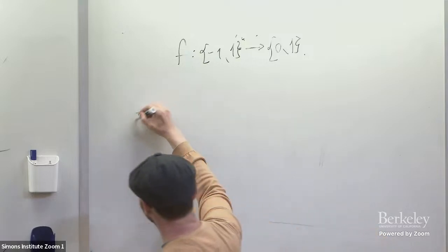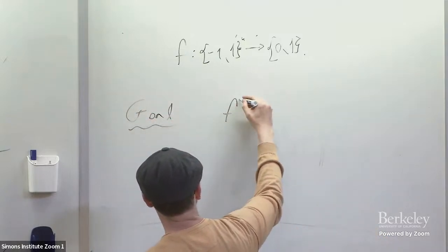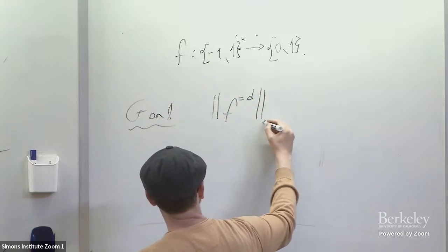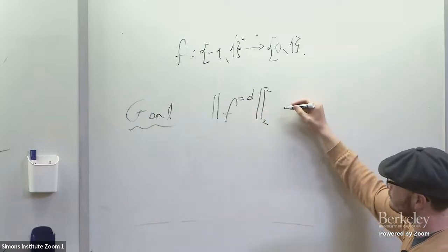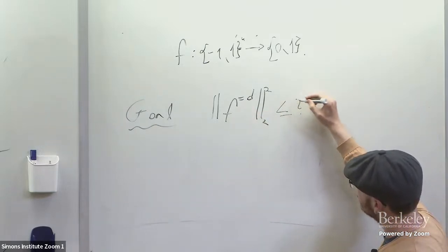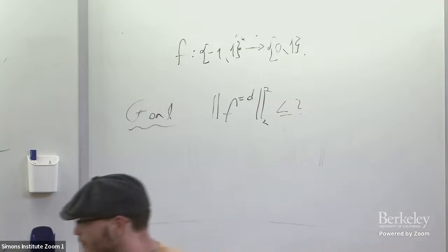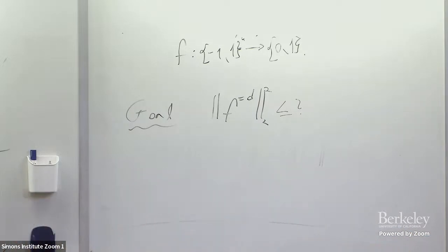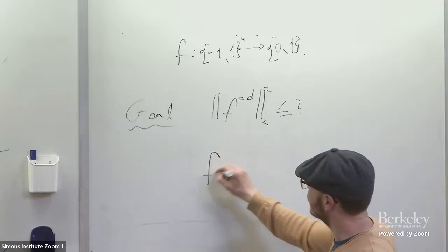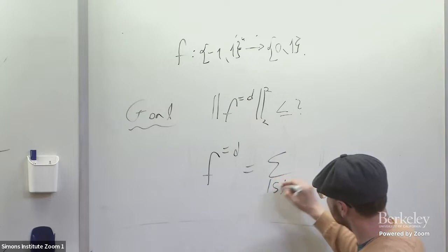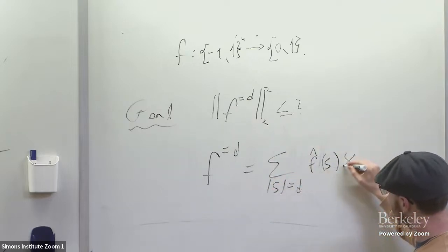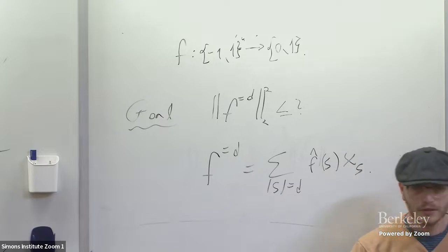So basically, our goal is going to be to upper bound the 2 norm of this part. We want to say that this is small. I don't remember if I defined that. So this f equal to d part is the sum over s of size d of f hat at s times chi s. Are there any questions?